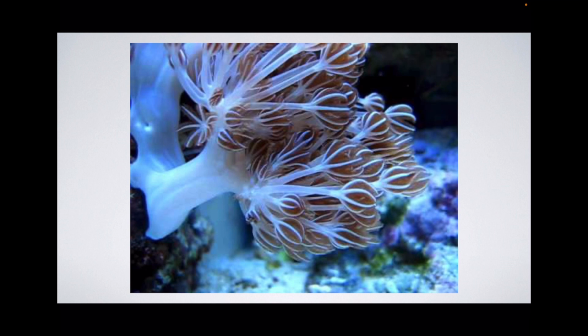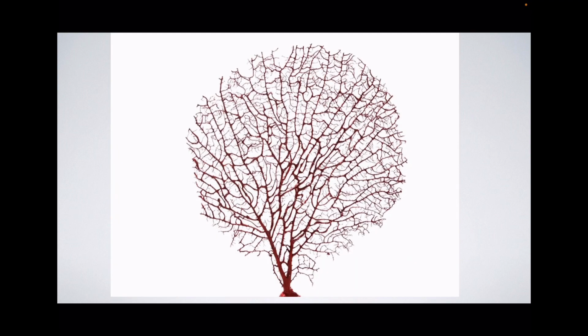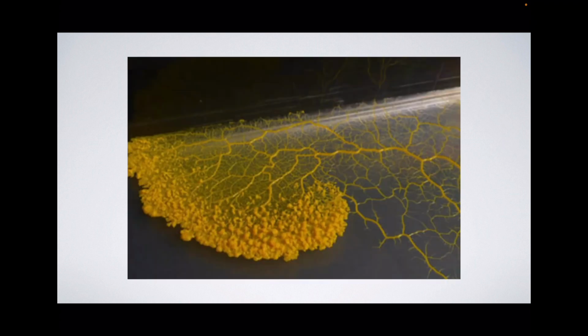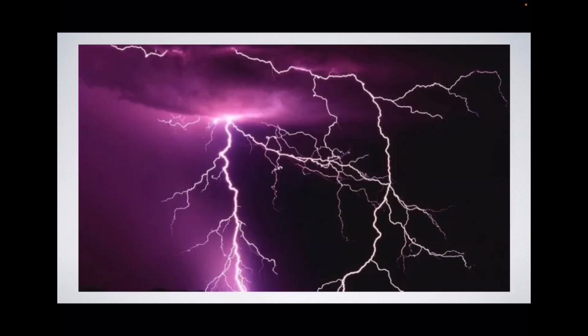This first one is a coral. Another coral, but it's dried up this time. Saguaro cactus. This is a slime mold. Do you notice the connection yet? Are you noticing physically how these things are related to each other?